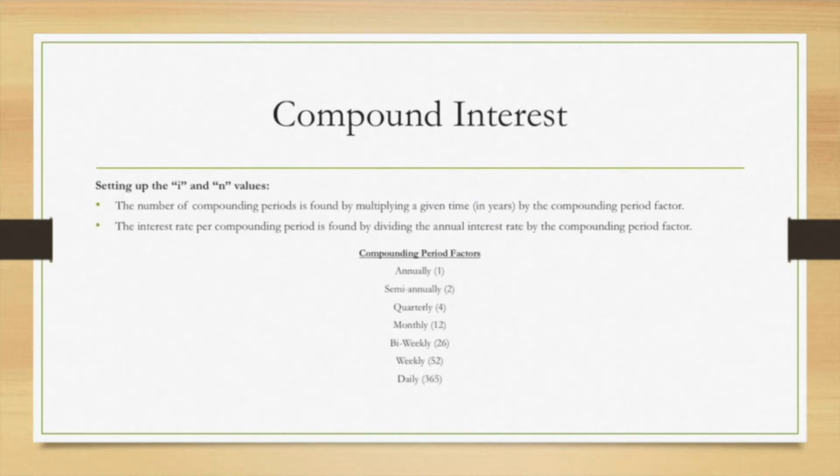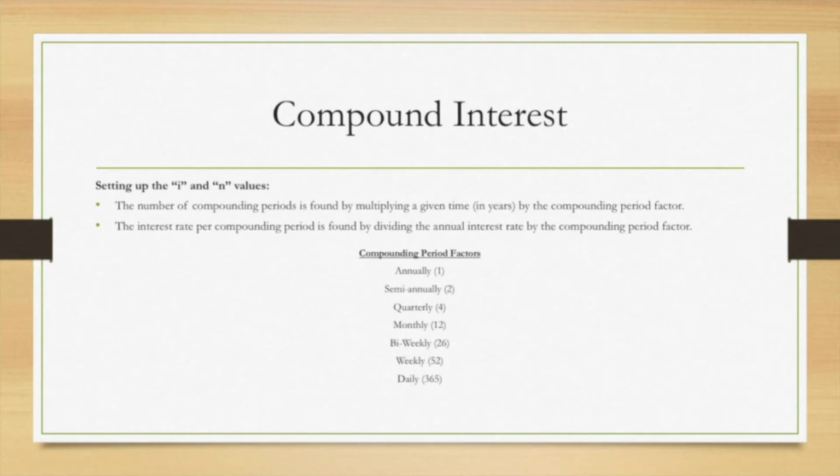Before we do any calculations, we must set up our I and n values. The number of compounding periods, or n value, is found by multiplying a given time in years by the compounding period factor. The interest rate per compounding period, or I, is found by dividing the annual interest rate by the compounding period factor.